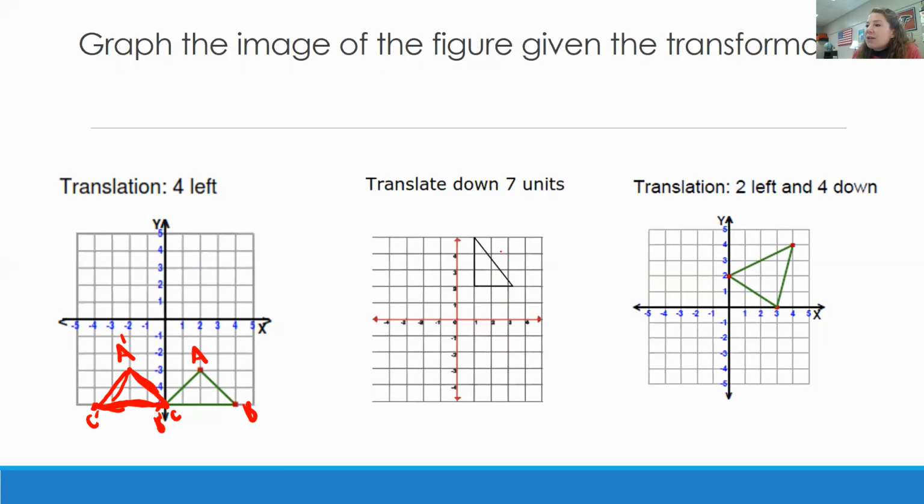All right, here's another triangle. We're gonna go straight down 7 units. So each of the 3 points, so 1, 2, 3, 4, 5, 6, 7.